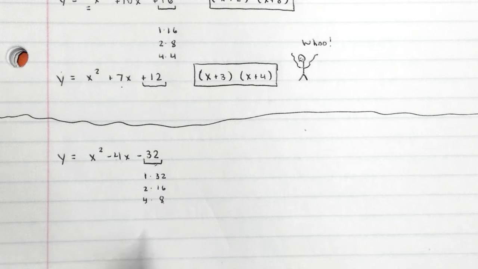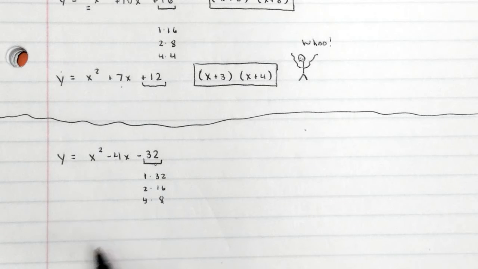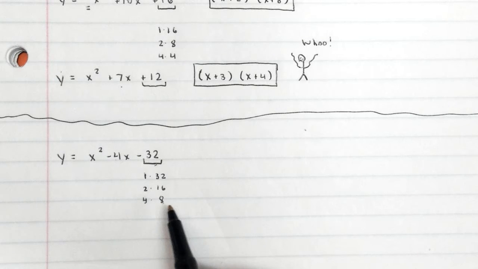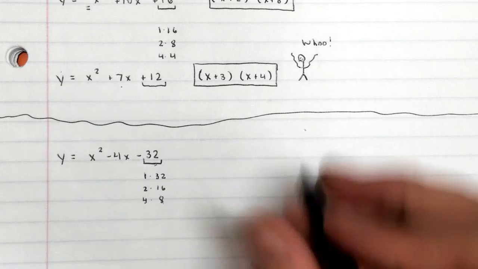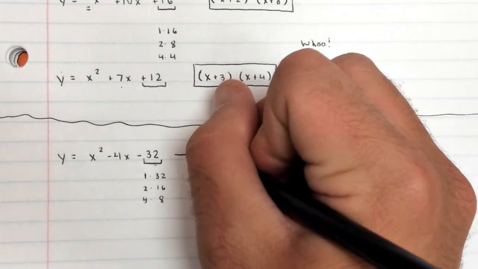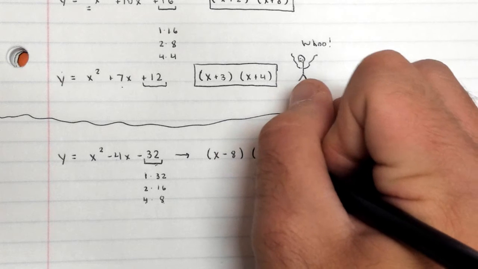Look at 4 and 8. 8 minus 4 would be a 4 in the middle. But I want a negative 4. So let's do a negative 8 and a positive 4, because negative 8 plus 4 would give negative 4. So my factors would be x minus 8 and x plus 4.